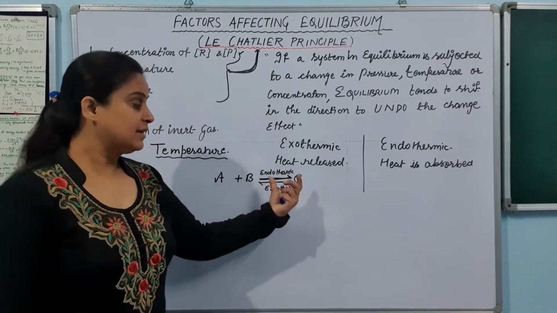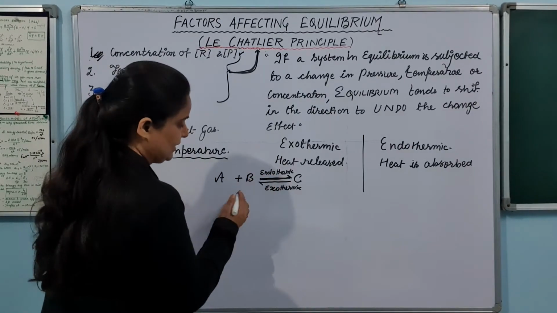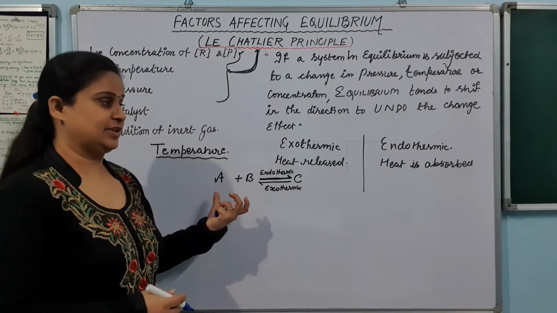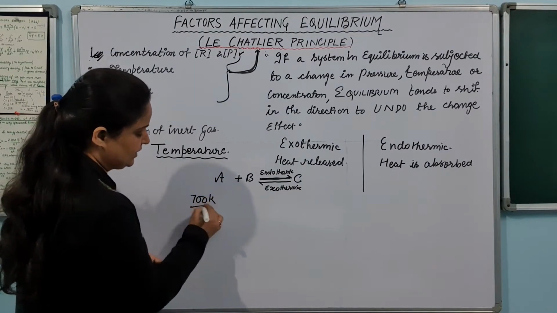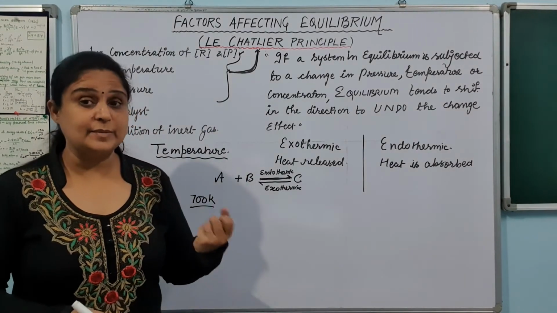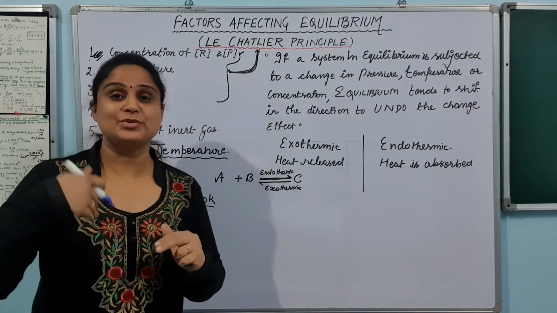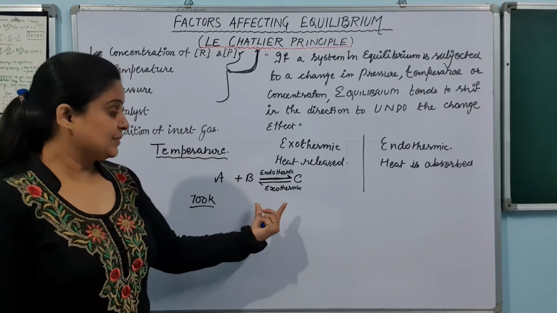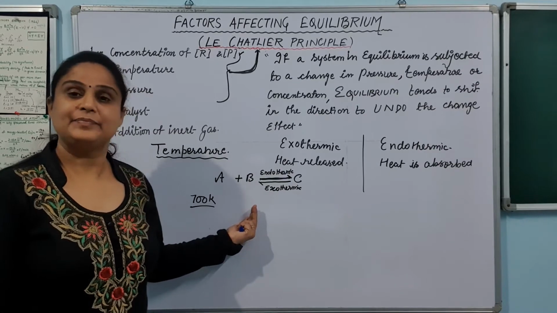Now the next thing is, if the temperature is decreased. Suppose the reaction is taking place at 700 Kelvin easily, and you have decreased the temperature. You have decreased the temperature, so now what does it have to do? It has to do the opposite. You have decreased it, so it has to increase the temperature. Now in which direction will the temperature increase? You tell me. The temperature will increase where the reaction is exothermic, isn't it?